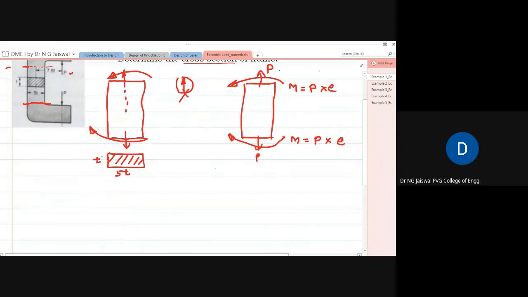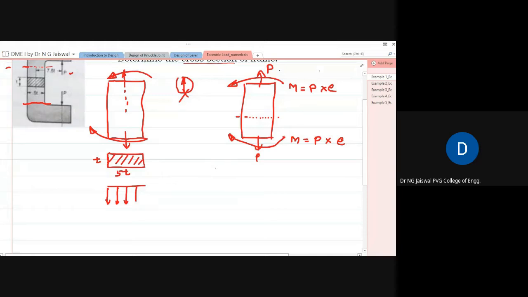Because of this P force, what will happen? Each cross section, or in fact each fiber, is subjected to tensile stress. So if I draw a stress distribution diagram, I should draw it like this. Right?